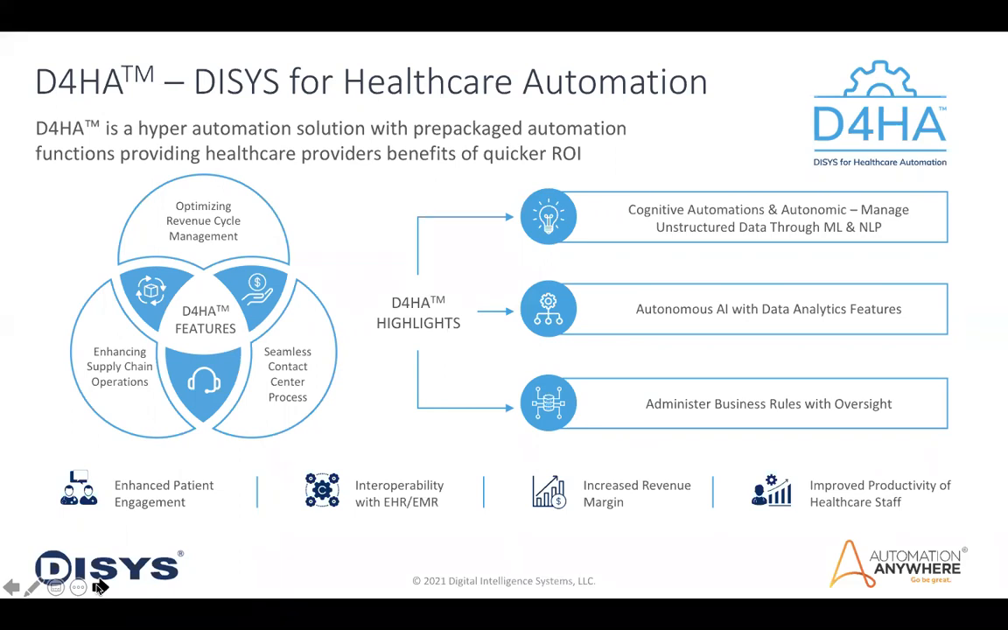There are three broad elements that we are building with D4HA. One is optimizing the revenue cycle management, which is the session for today that we will be going over a few demo sequences for you to understand what benefit you can quickly get. And the second one is a seamless contact center process, how we can automate those processes. And the third one is enhancing the supply chain operation.